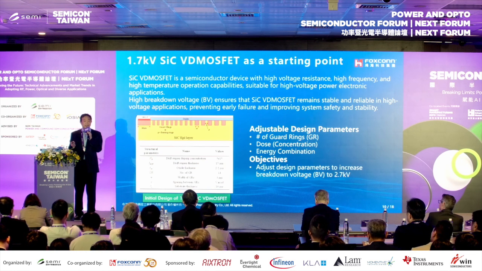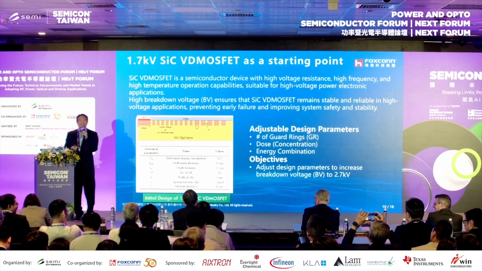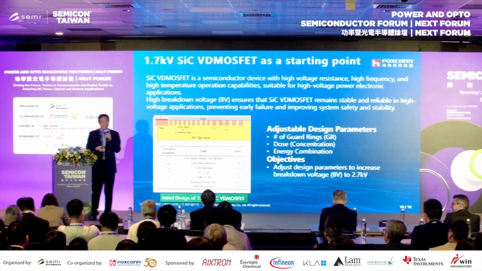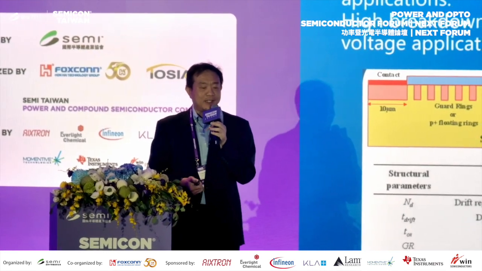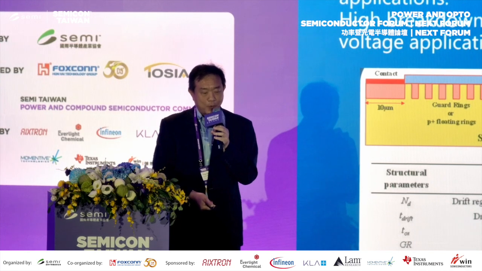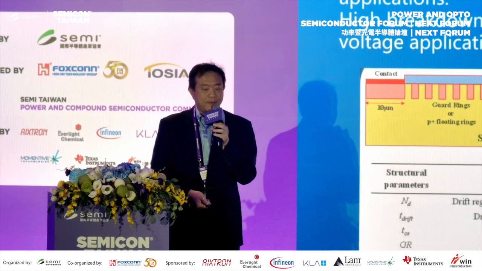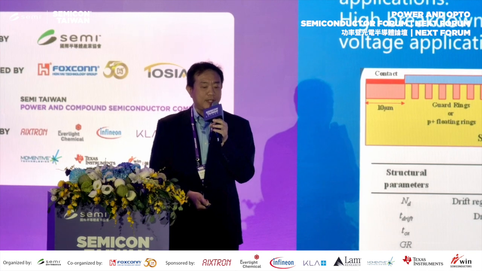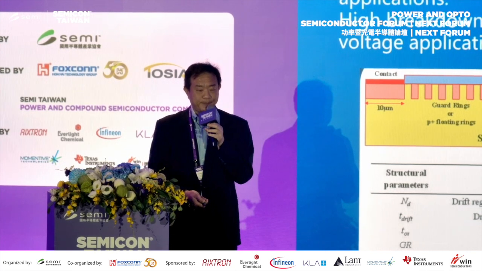If it is not the case, please blame Dr. Guo. Because this is what they told us. Okay, and the objective of this work is that starting from this design parameter, we want to adjust these 3 parameters so that the final breakdown voltage of the device can be increased to 2.7 kilovolts.